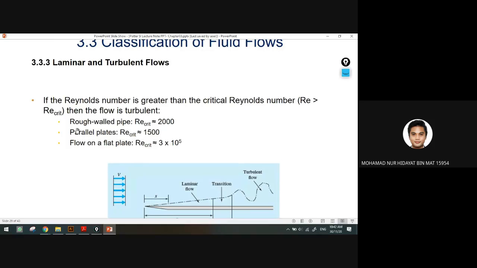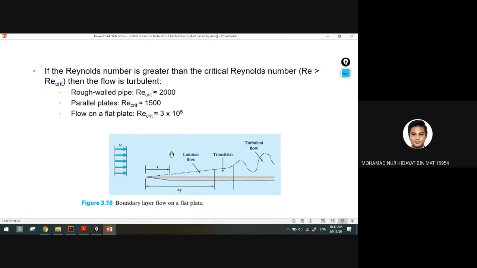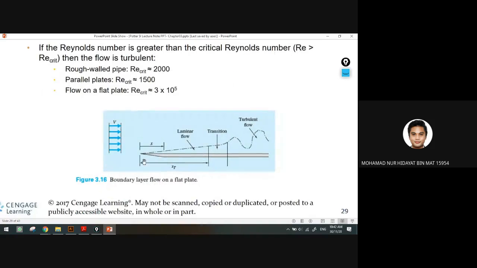For flow in a pipe, the critical Reynolds number is 2000. When the Reynolds number you calculate is more than this number, it is turbulent. When the Reynolds number is lower than this, it is laminar. The same goes for parallel pipe and flow on a flat plate. This is the critical Reynolds number that you have to understand and remember.